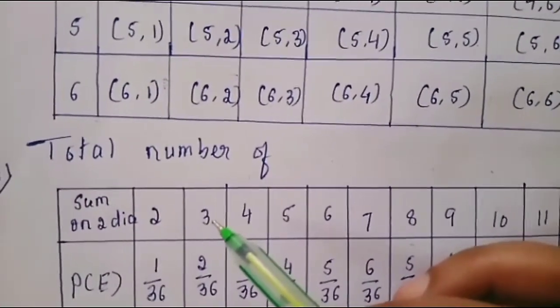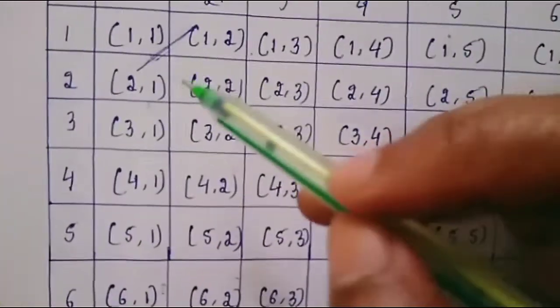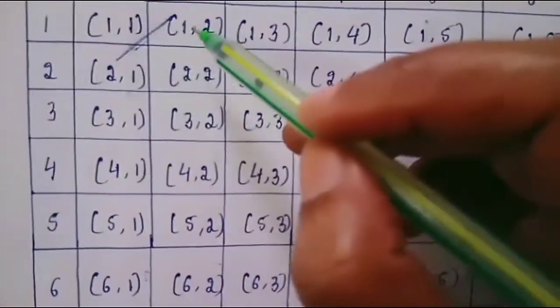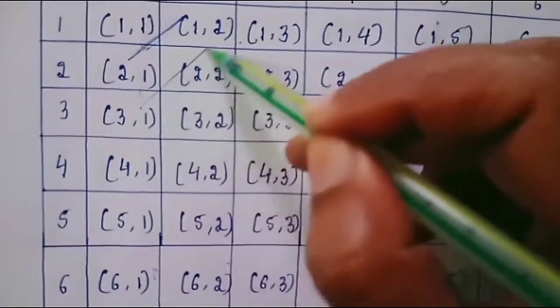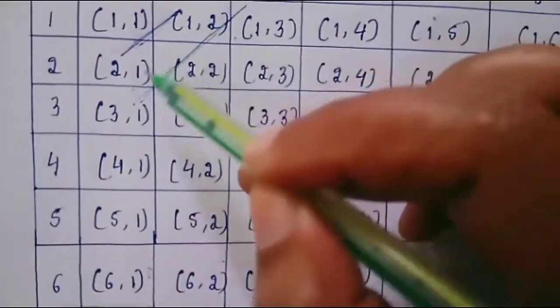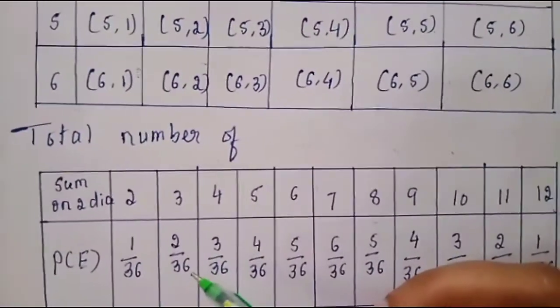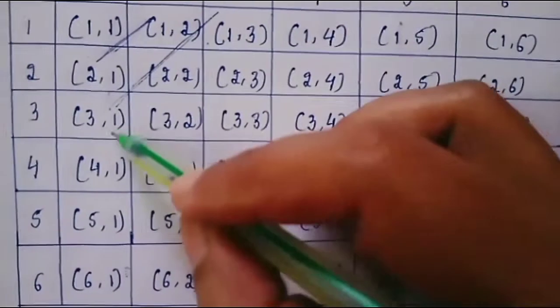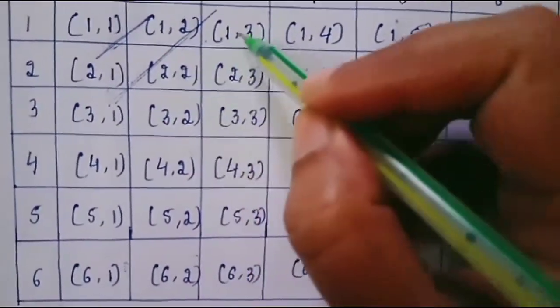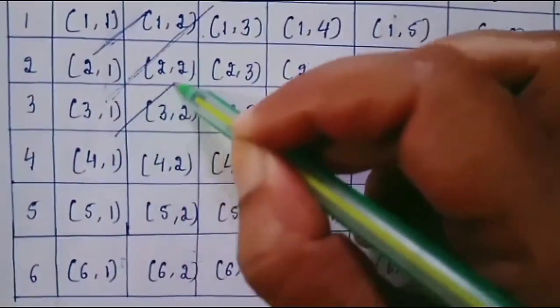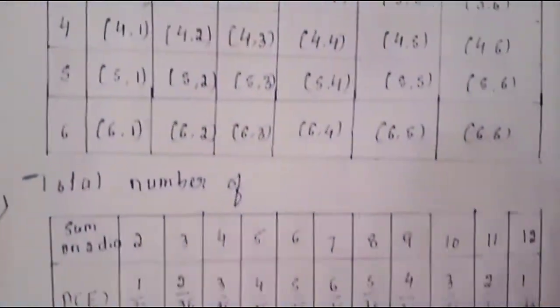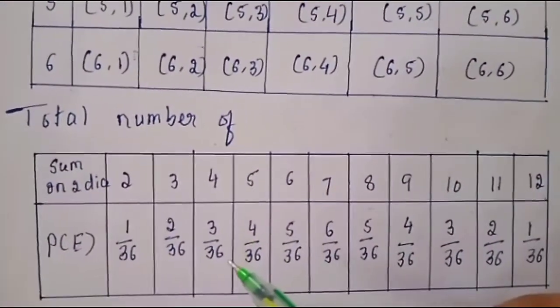And the sum on 2 dice is 3. So you add this 2 plus 1, 3. 1 plus 2, 3. So these two, how many times? 3 is coming up 2 times. That is 2 by 36. Next, 4. If you add this 3 plus 1, 4. 2 plus 2, 4. 1 plus 3, 4. So how many times are you getting? 3 times. So 3 by 36.